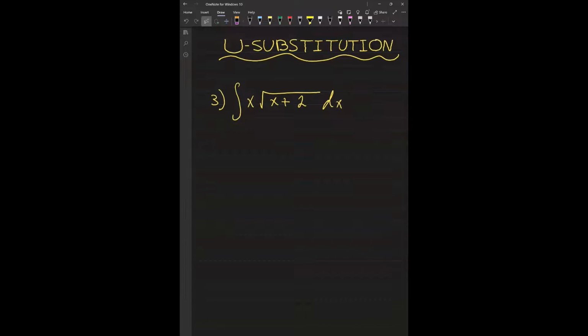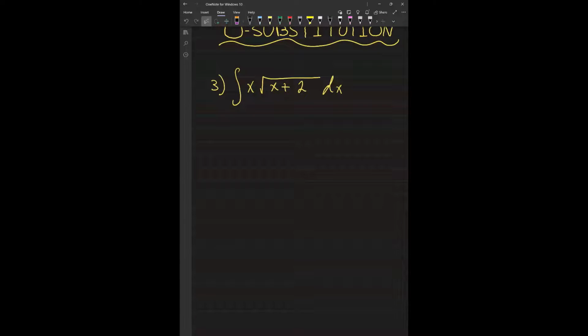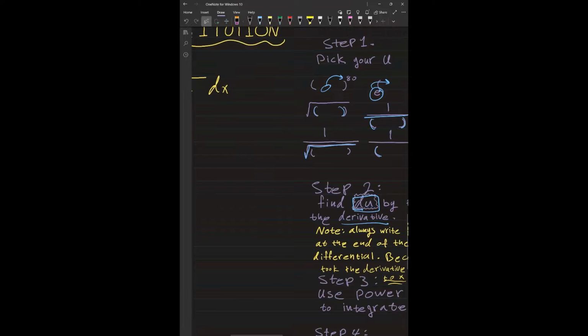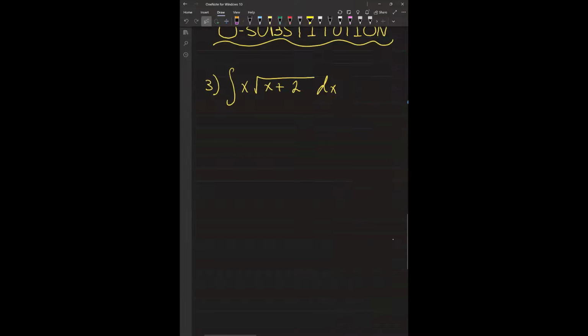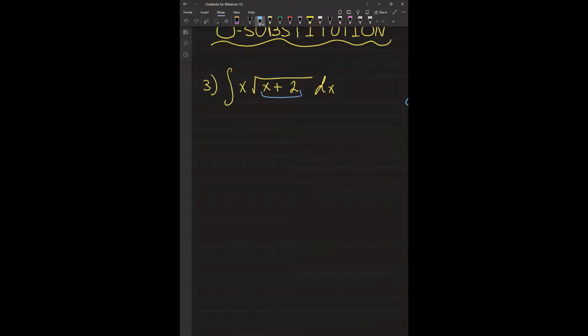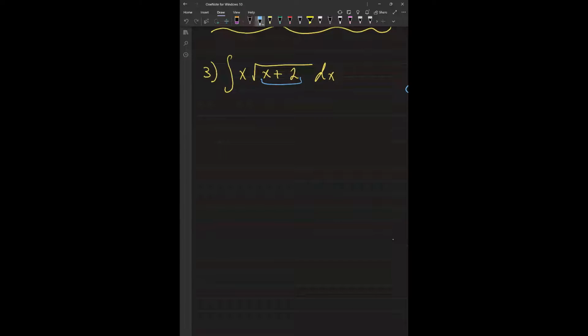All right, let's start. Okay, we got the third example here. Let's start with the first step, which is picking the u. As we said before, this is pretty similar to this. So we're going to substitute this with u. So u equals x plus 2.